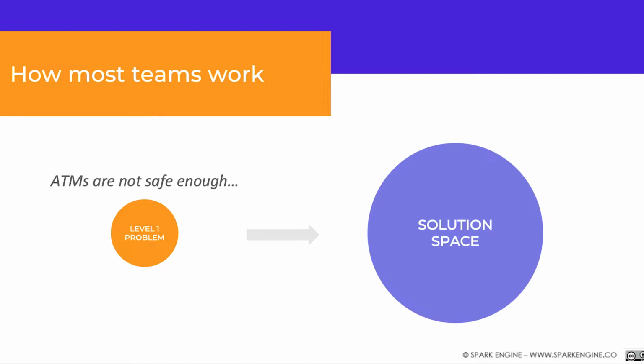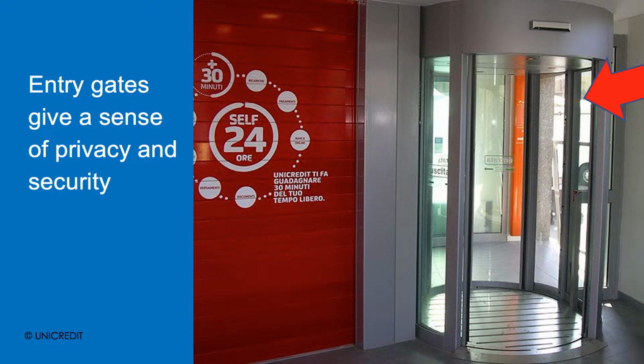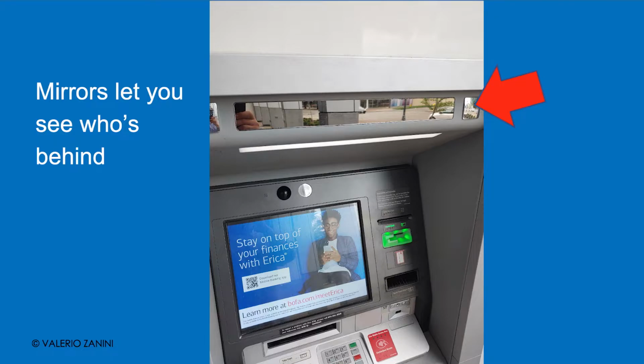What most teams would do is, we have that clear understanding of the problem, so let's figure out what we can do to solve it. Let's go into the solution space and figure out different ideas and options that we can create to actually address that problem. You may have seen companies introduce entry gates, where you swipe your debit card and a door opens so you can enter the lobby. They have added mirrors, so you can look behind your shoulders at what is happening, maybe who's there.